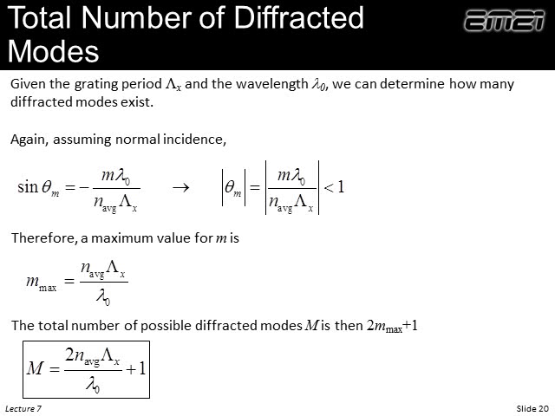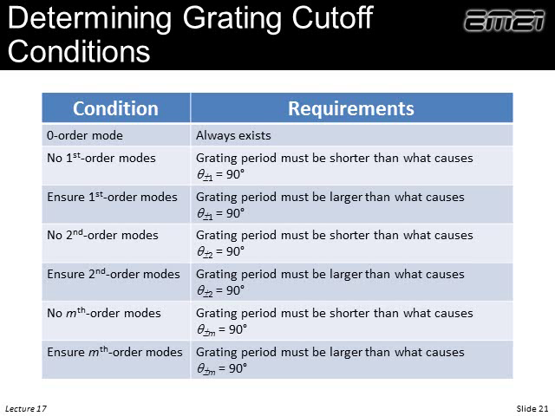So all this comes out of the grating equation. Here's a summary, really, of how we determine all the grating cutoff conditions. The zero order mode, that always exists. That's never cut off. And next lecture, when we talk about sub-wavelength gratings, we're really talking about what happens to that zero order mode, because some interesting things do happen to that.